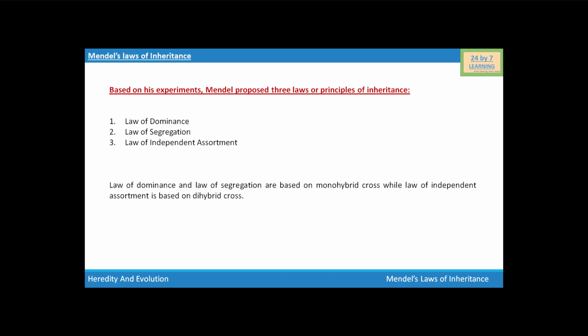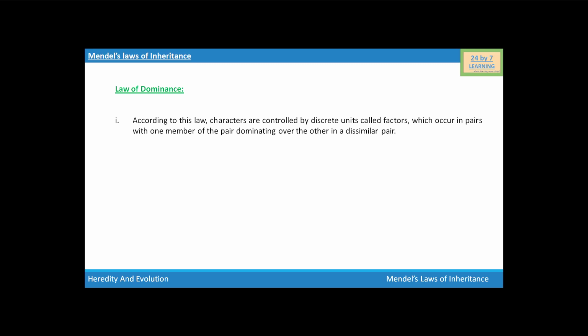The law of dominance and the law of segregation are based on the monohybrid cross, while the law of independent assortment is based on the dihybrid cross. In this video, we will discuss the law of dominance.